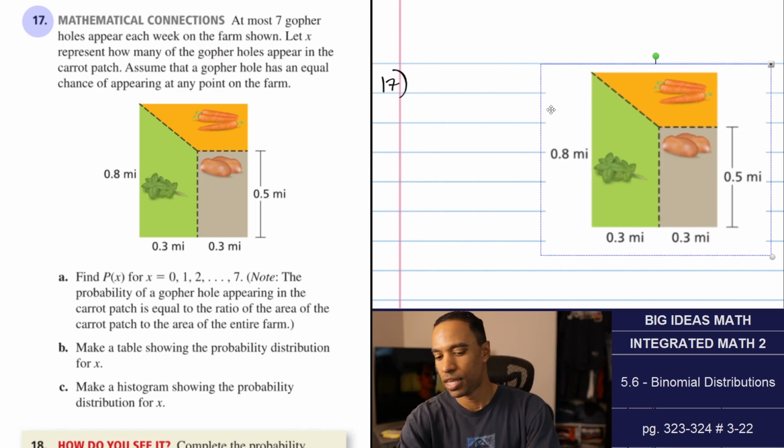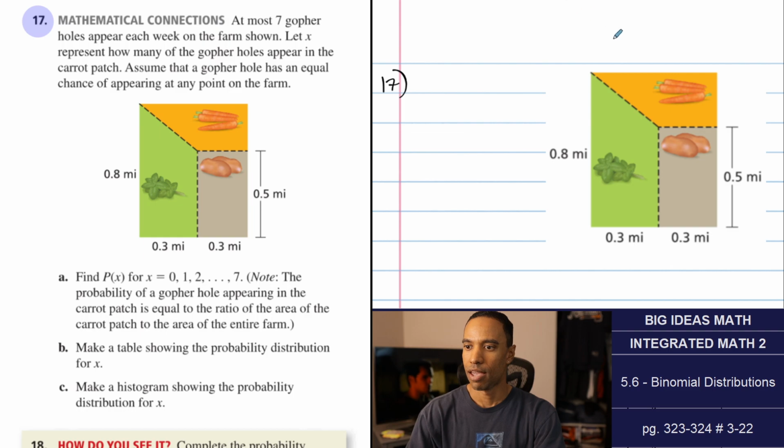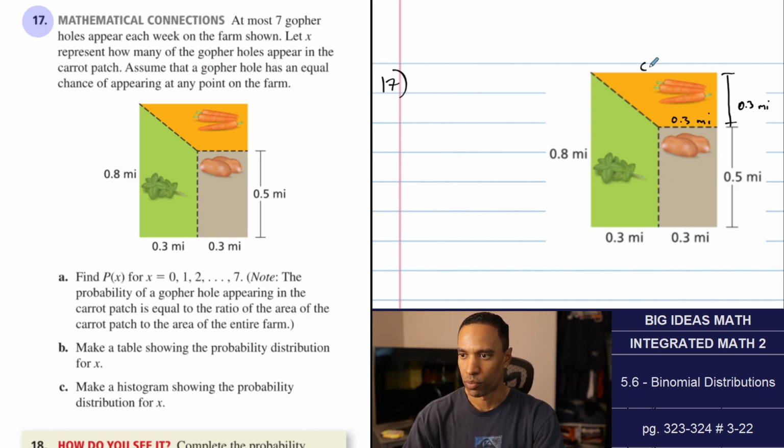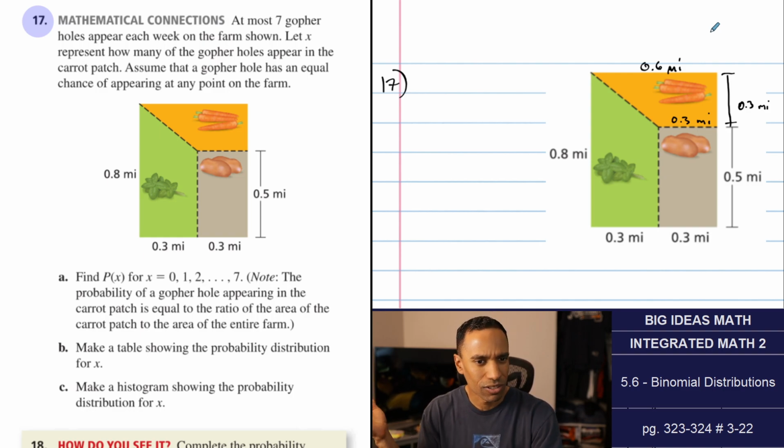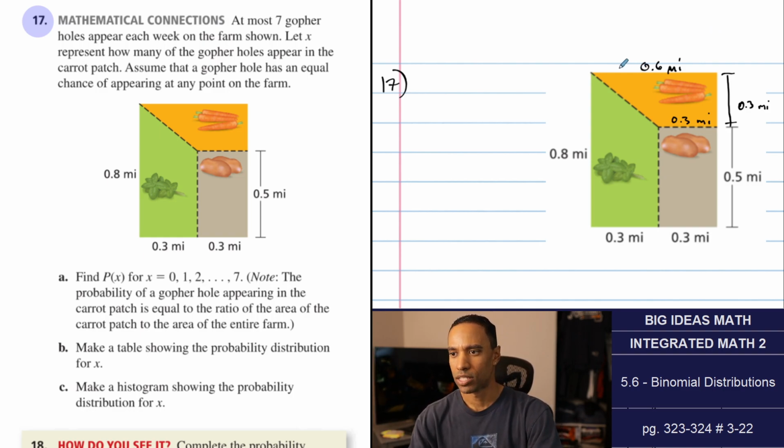So if this, lock it in place, if that's 0.8 miles and that's 0.5, and this is 0.3, and this is 0.3 miles here, and 0.3 plus 0.3, that's 0.6 miles. The carrot patch... Did they say it's rectangular? We're going to assume it's rectangular. If that's rectangular, these are parallel. If these are parallel, this is a trapezoid.